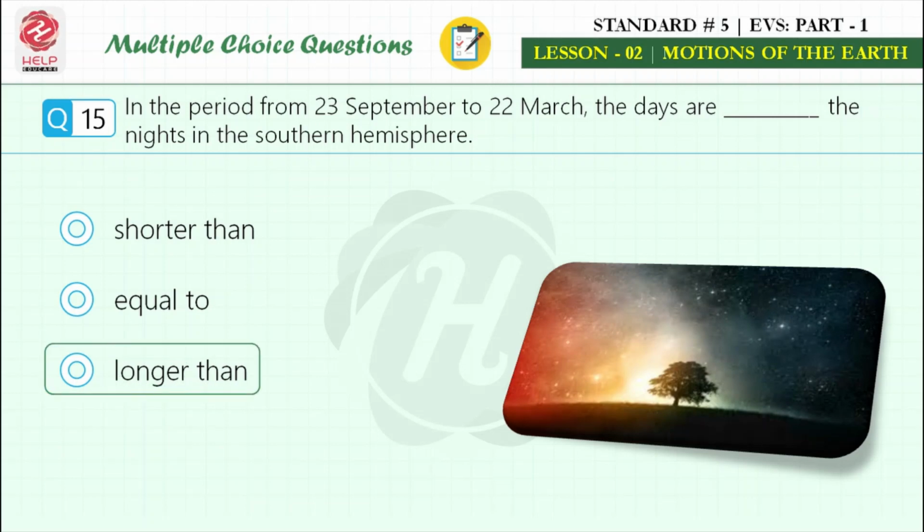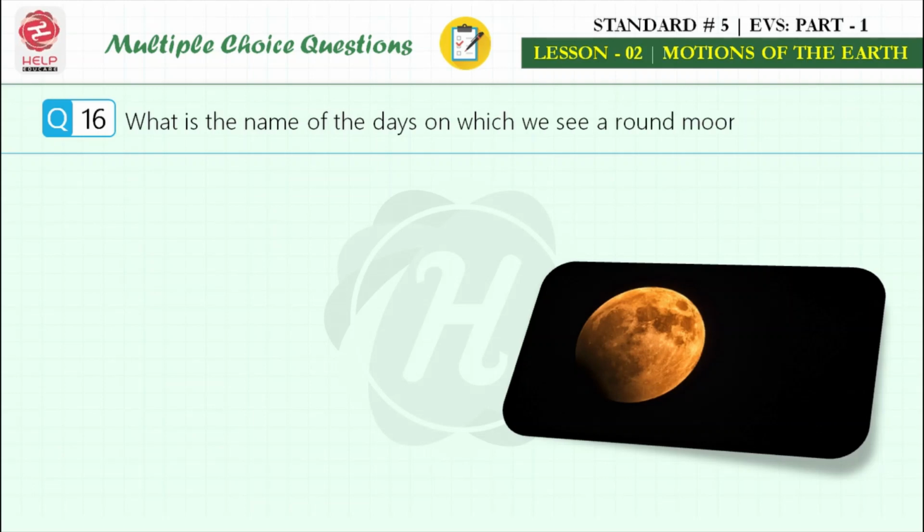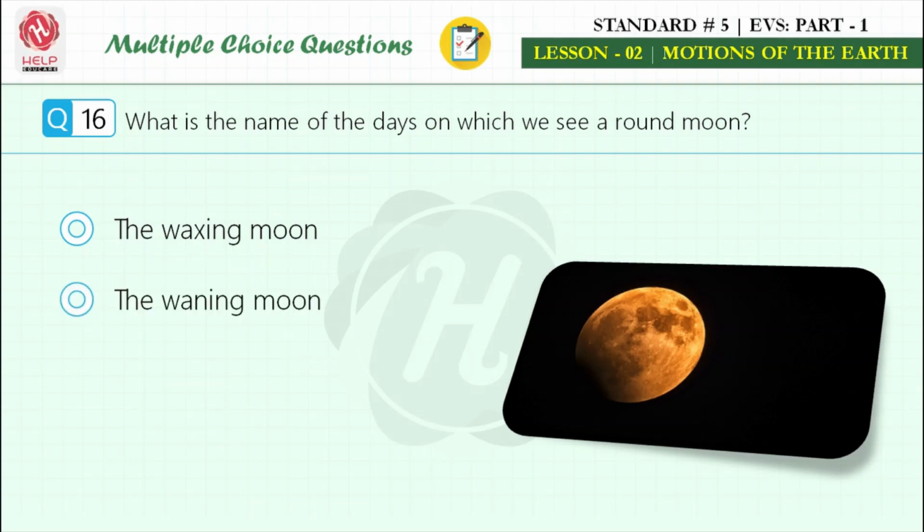Correct answer is longer than. Question number 16. What is the name of the days on which we see round moon? First option, the waxing moon. Second option, the waning moon. Third option, the full moon.